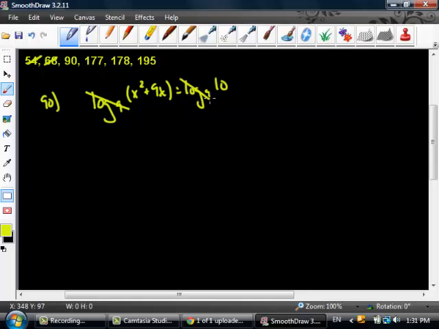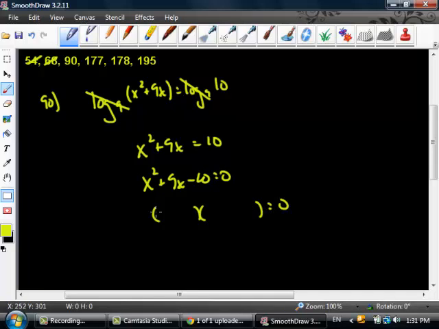They cancel each other out. X squared plus 9x equals 10. So x squared plus 9x minus 10 equals 0. X minus 1, x plus 10. X equals 1 and negative 10.